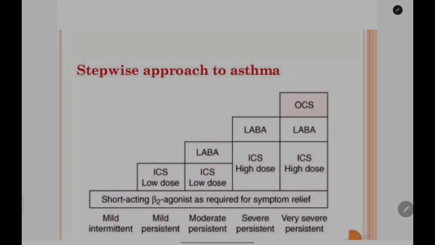And this is the stepwise approach to asthma. Short acting beta 2 agonist as required for symptom relief is given, and along with it, different grades of bronchial asthma like mild persistent, moderate persistent, severe persistent, and very severe persistent. Different types of drugs are given in different grades.